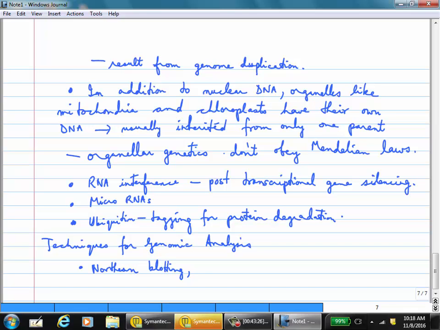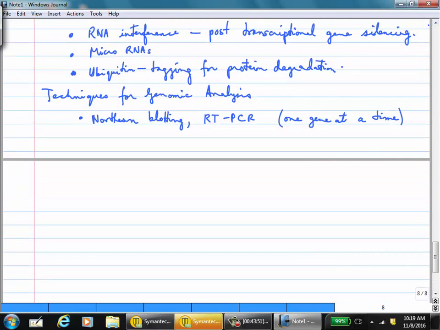So you have northern blotting. Then you can also use RT-PCR. RT-PCR is reverse transcription PCR. So mRNA, do reverse transcription, you get the complementary DNA, then amplify many times with PCR. So these methods are basically when you're studying one gene at a time. Then if you want to do lots of genes at the same time, what methods should you use?